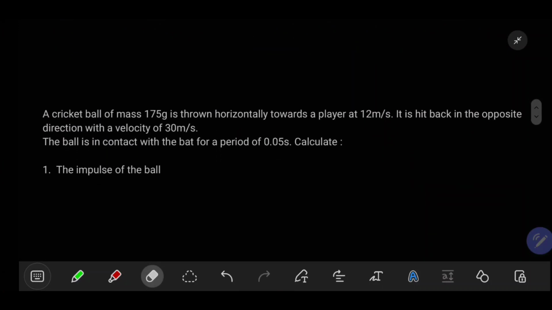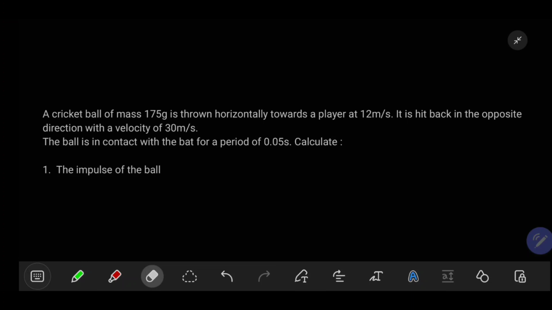So let's look at this example here. It says that a cricket ball of mass 175 gram is thrown horizontally towards a player at 12 meters per second, and it is hit back in the opposite direction with a velocity of what? Of 30 meters per second. The ball is in contact with the bat for a period of 0.05 seconds. The first question says, calculate the impulse of the ball.